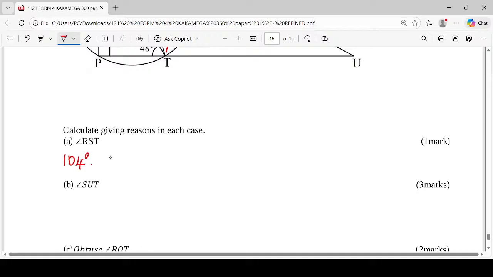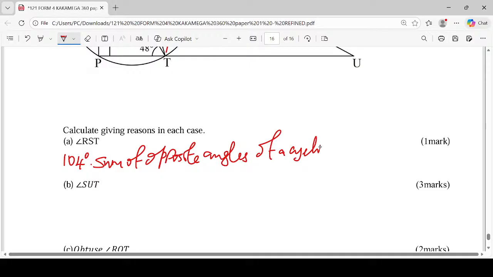Then the reason is sum of opposite angles of a cyclic quadrilateral. Sum of opposite angles of a cyclic quadrilateral add up to 180 degrees.